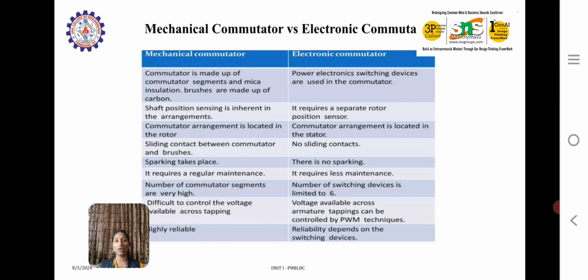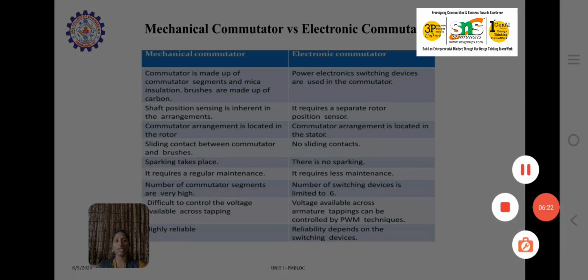So in this video we have discussed the commutator and the difference between the mechanical and electronic commutator, its commutator segments, how the current flow will be, and where the commutator will be used.